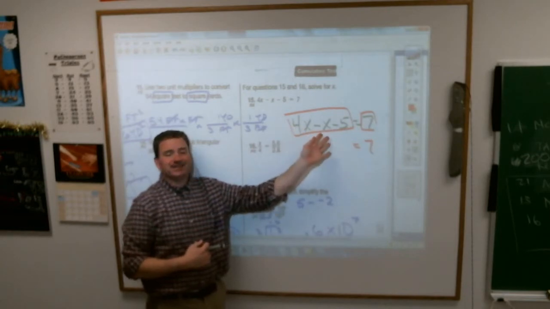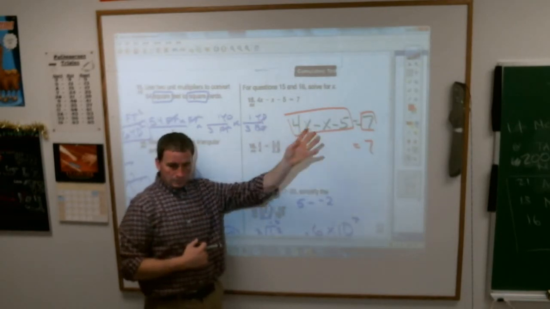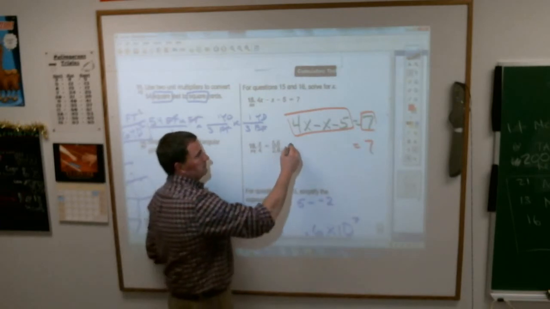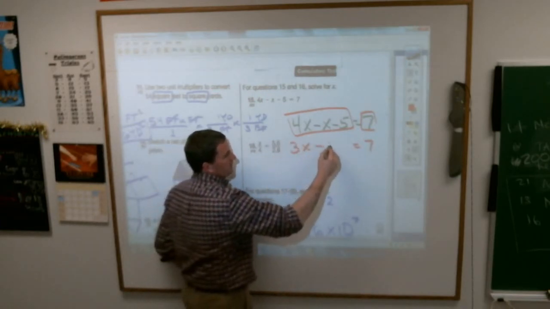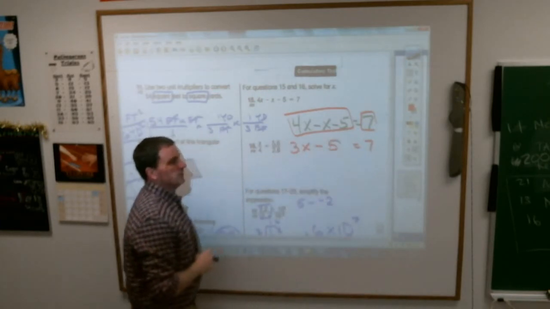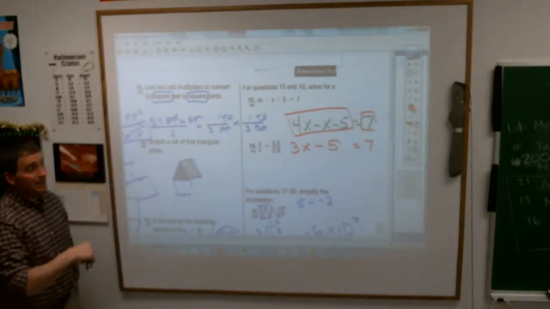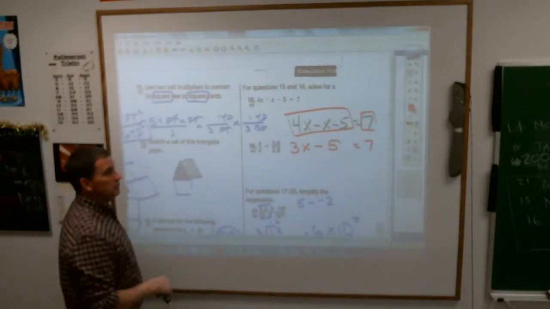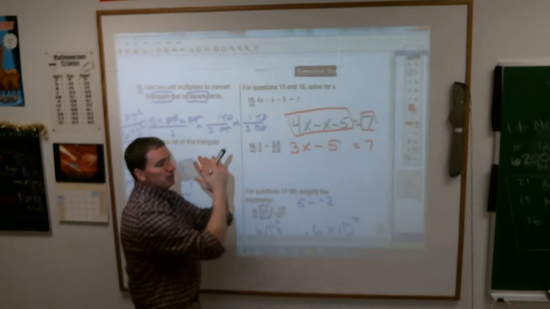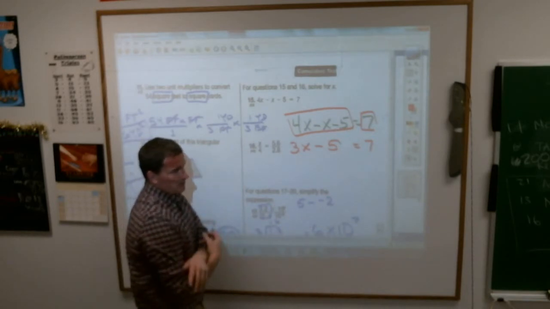The 4x minus the x. What is 4x minus an x? 3x. The 5 I can't do anything with right now. That's my next step. Once you've simplified each side like we just did, then you try to get all of your x's on one side, all your numbers that don't have x's on the other side.